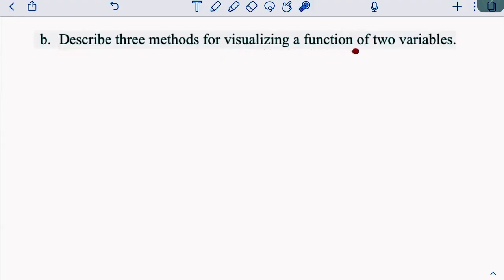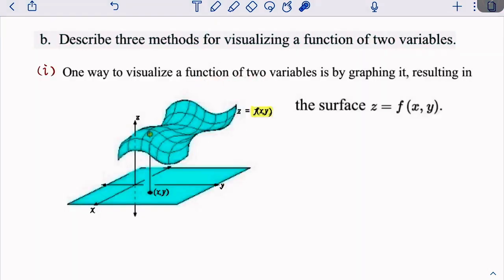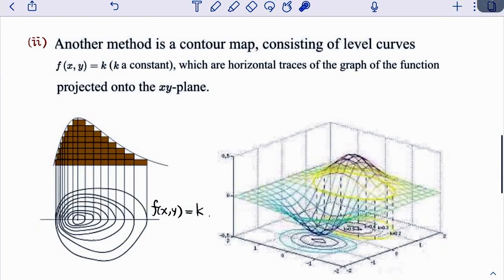Describe three methods for visualizing a function of two variables. One way is by graphing it. You see here, this surface is the graph for this function z equal to f of x, y. Another method is a contour map. We can set the function equal to different constants k, and then we get level curves on the xy plane, and those level curves are horizontal traces of the graph of the function projected onto the xy plane.